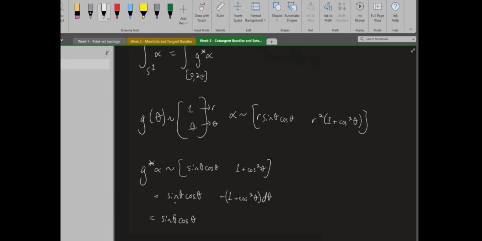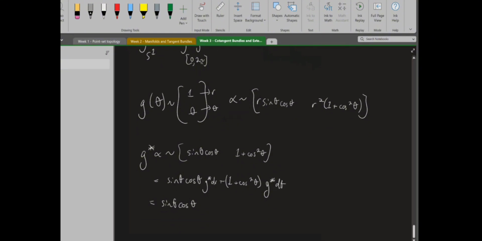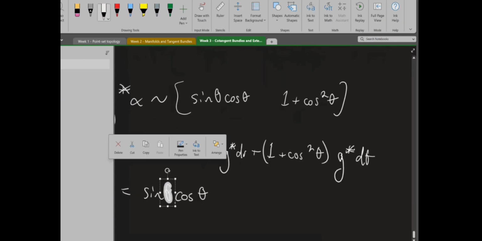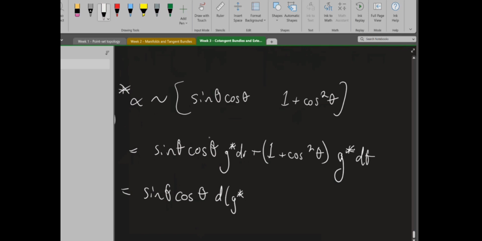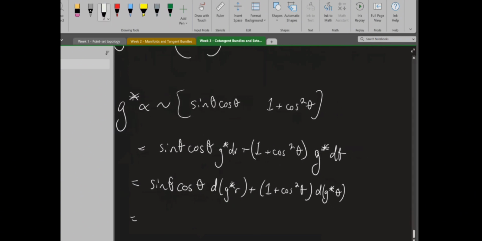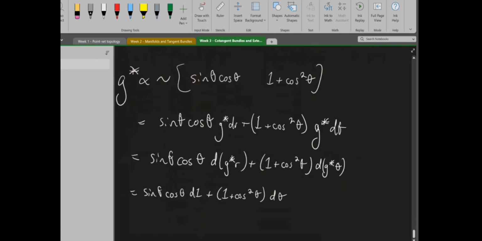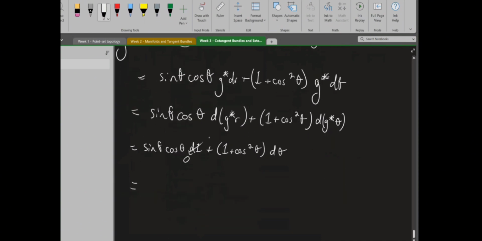So really I should be doing the pullback for these differential forms. So this makes it more natural. And then we can commute d with the pullback. So this ends up being d of g star r plus 1 plus cosine squared theta d g star of theta. And remember that g star of r is just 1, and g star of theta is just theta. So d1 plus 1 plus cosine squared theta d theta. d1 is the exterior derivative of 1, which is 0. So you end up getting 1 plus cosine squared theta d theta.